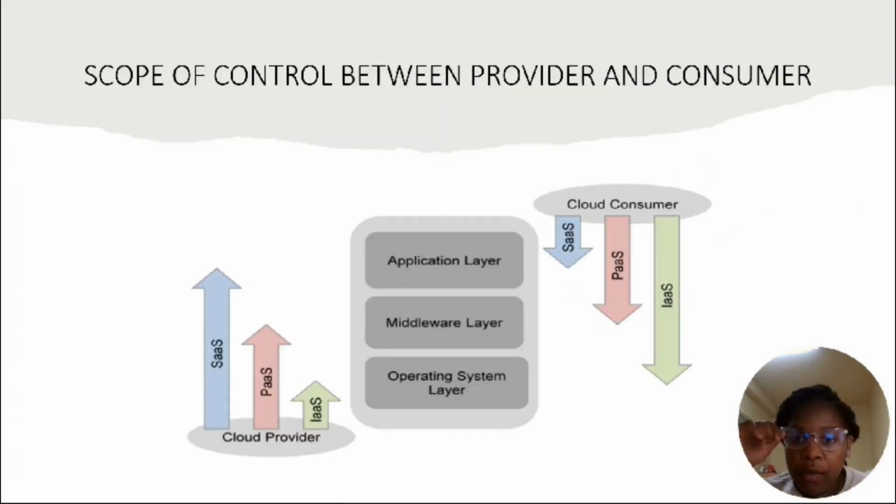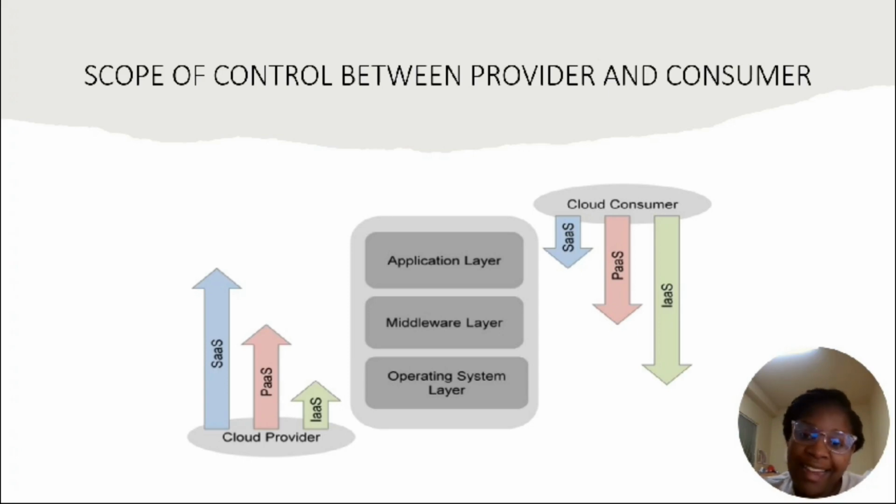And lastly, we're going to talk about the scope of control between the provider and the consumer. In a cloud system, both the cloud provider and the consumer have a say in how resources are managed. This means they both have control over what happens within the system. The different types of cloud services affect how much control each party has over these resources.